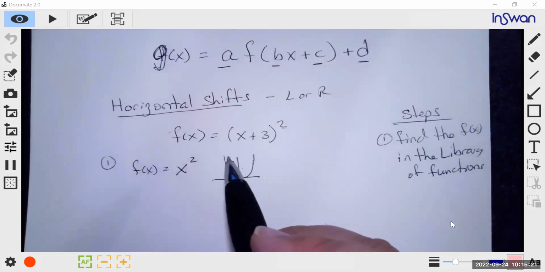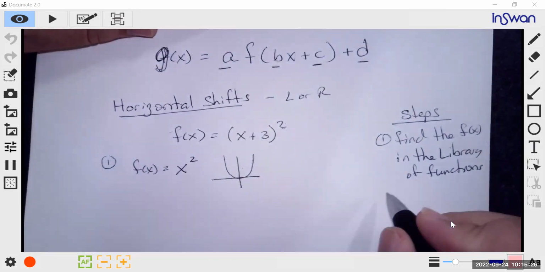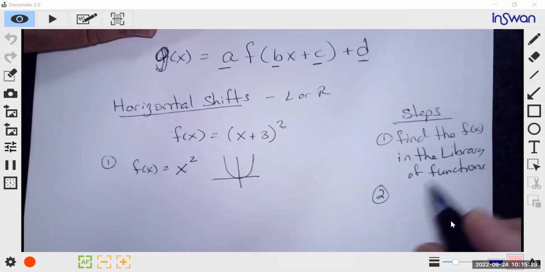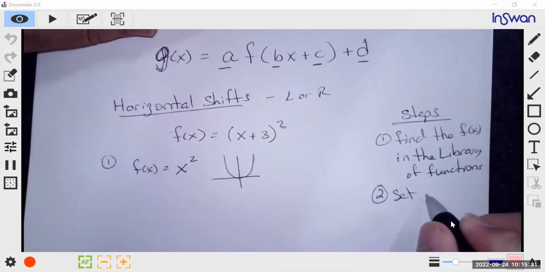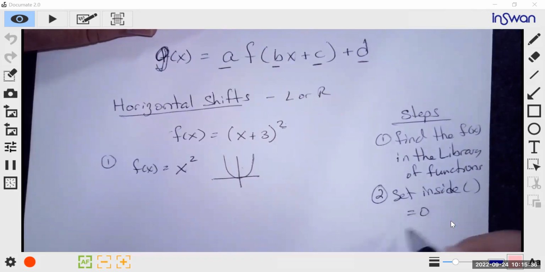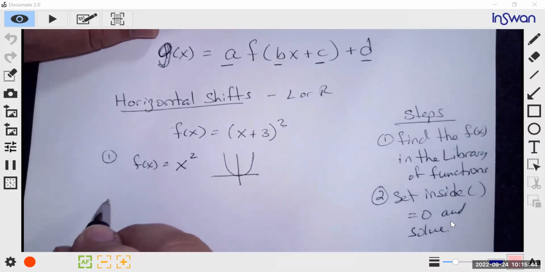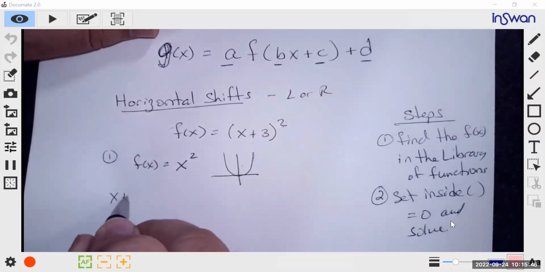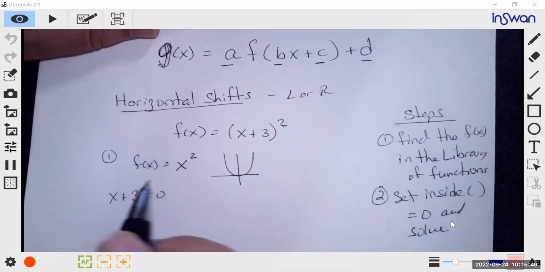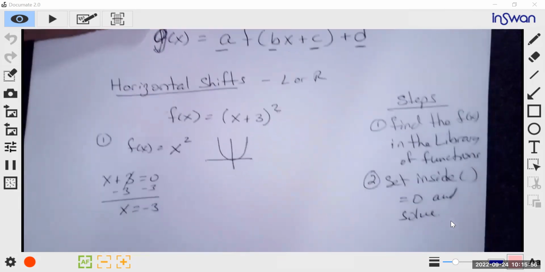And the only one that has two solutions is the U shape. Now, the second step: set inside parentheses equal to 0 and solve. So we have x plus 3 equals 0, subtract 3, x equals negative 3.